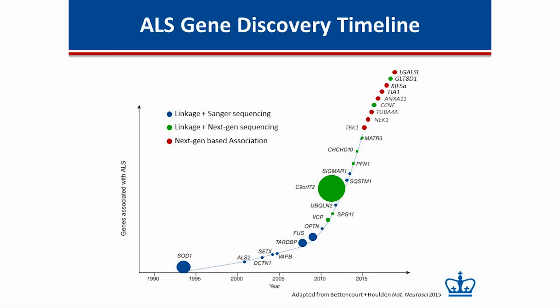NEK1 and TBK1, these two genes shown here in red, using this new type of association test. Other groups have gone on to discover TUBA4A and a couple of other genes by using at least this type of a methodology in part. And then using the next slide's methodology, we've gone on to be able to identify this new gene called LG-ALSL as a new candidate for causing ALS.